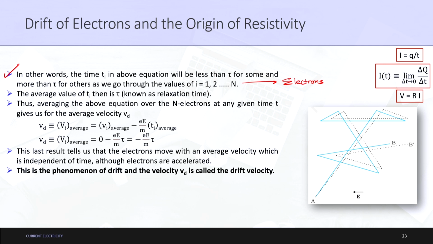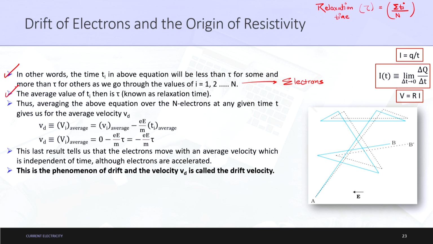Next, the average value of ti is then known as tau, and this is known as relaxation time. So a new concept has been explained here, that is, what is relaxation time. Relaxation time is denoted by small tau, which is equal to the summation of ti upon capital N. Okay.